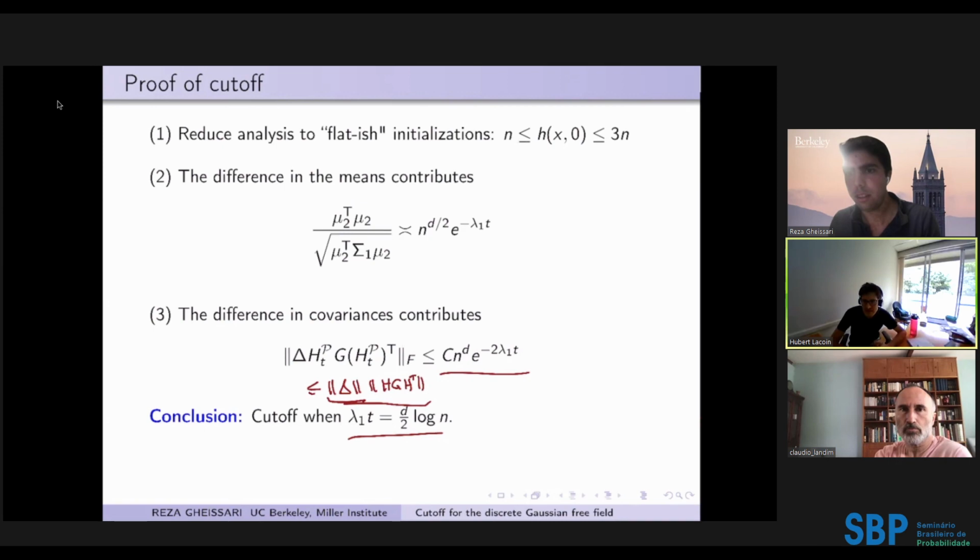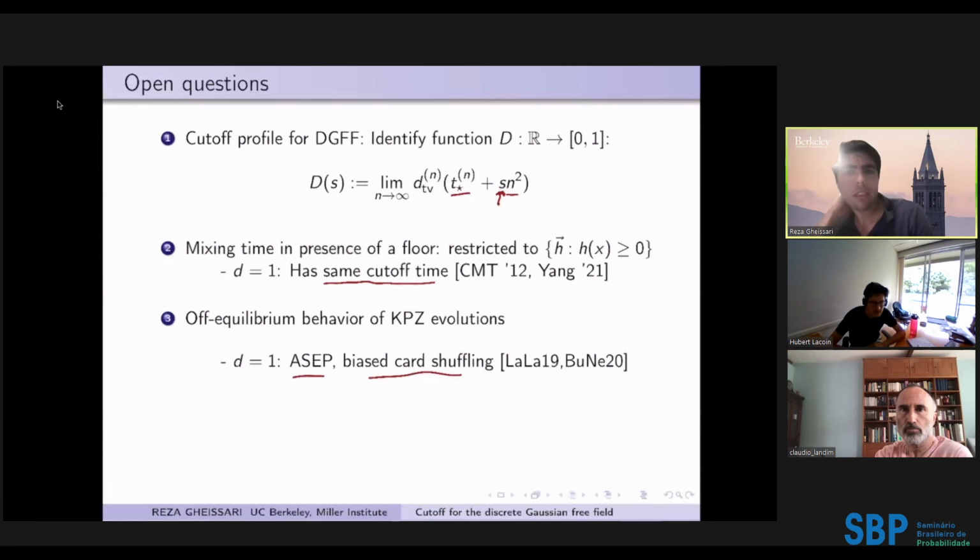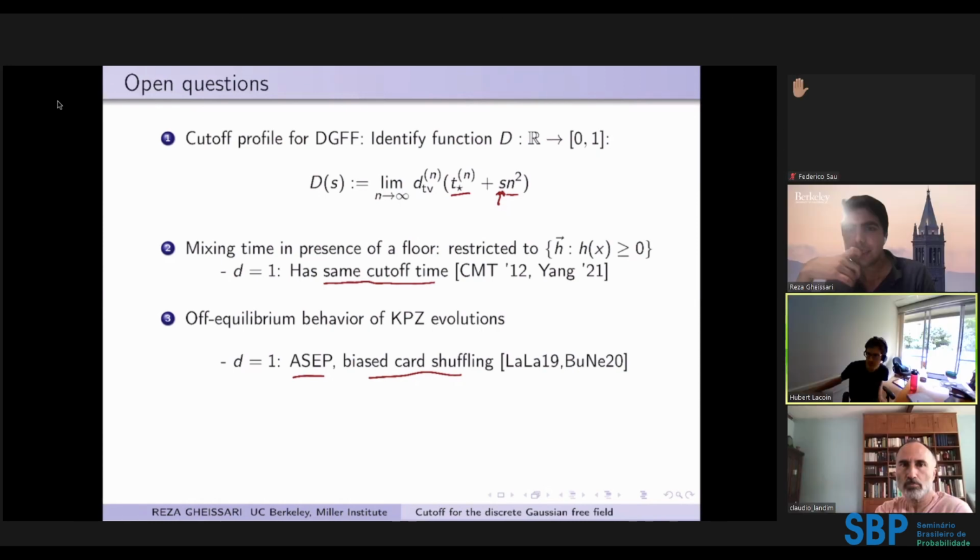But yes, in order to get the profile in dimension one, I think the important thing was to get 1 minus delta times the cutoff time. So we can do that. We can do 1 minus delta. I mean, if you just look at the fluctuations, like, yeah, sorry. I think someone has a question. There is a question by Federico. You can unmute yourself.